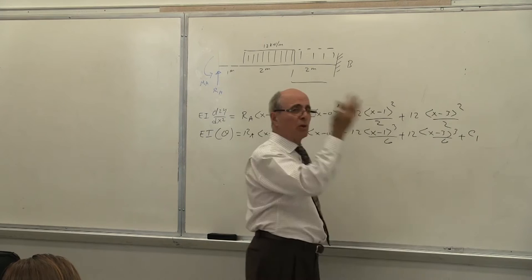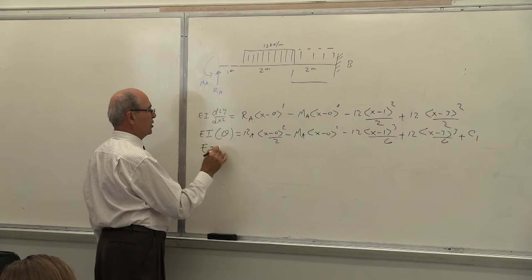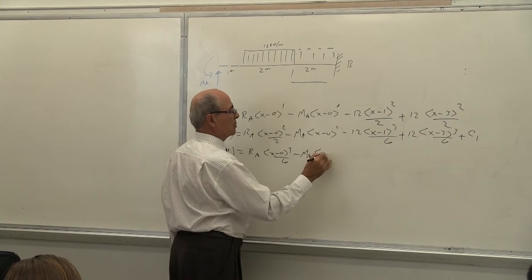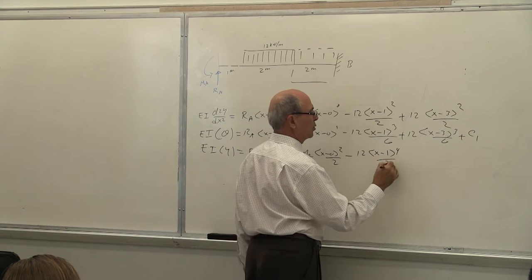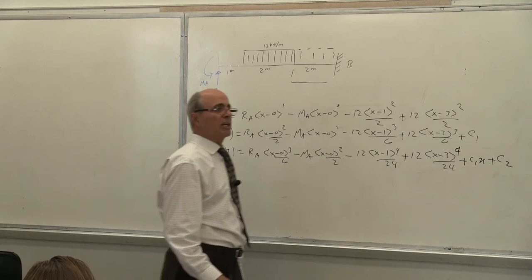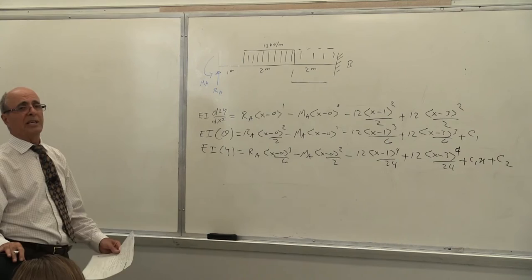Plus, if you miss that one, then the whole system collapses. So I don't understand how some of you did your homework, because this was very much simpler than your homework. RA (x minus 0) to the power of 3 over 6, minus MA (x minus 0) to the power of 2 over 2, minus 12 (x minus 2) to the power of 4 over 24, plus 12 (x minus 3) to the power of 4 over 24, plus C1x plus C2. Now here comes another interesting point. Many of you have seen in the homework that I did on the board, many times I put C1 and C2 equal to 0.